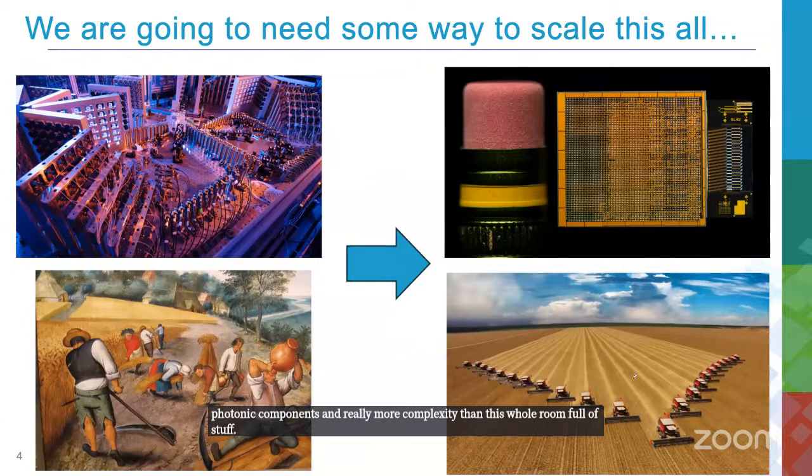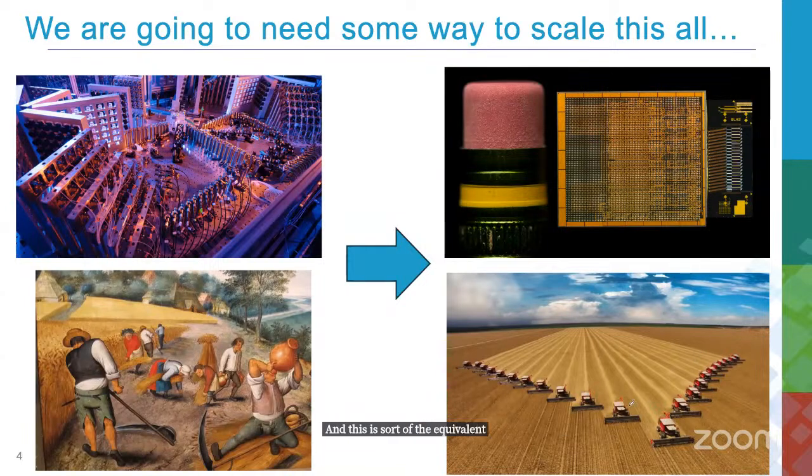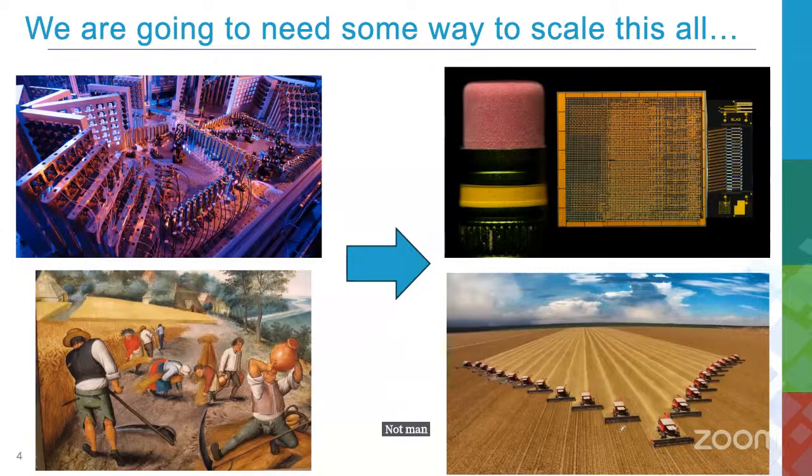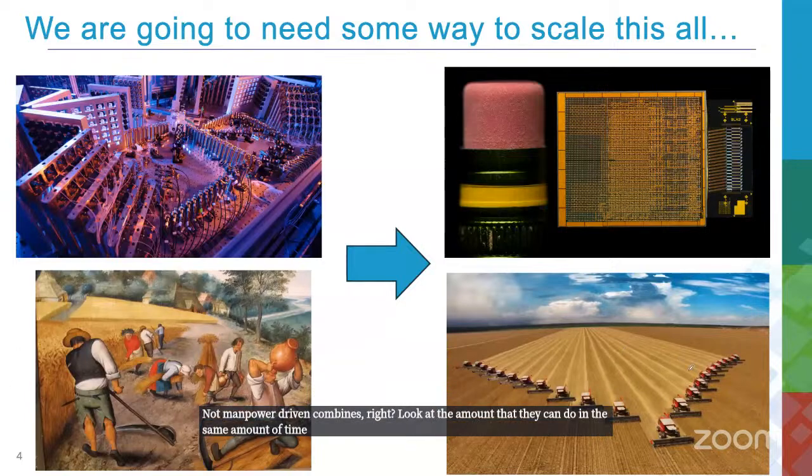This is the equivalent of modern industrial farming, right? Imagine these people trying to farm this much land compared to this array of, I would guess in this case, roboticized, not man-powered combines. Look at the amount that they can do in the same amount of time. You can do thousands of acres in the time it would take the same number of people to do a few acres.